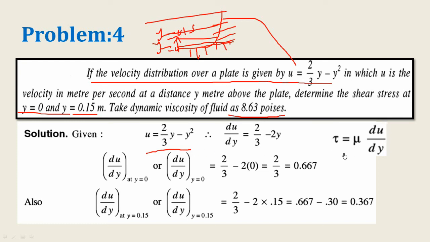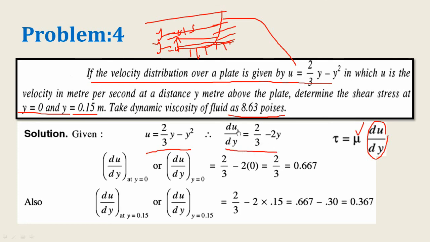So we need to calculate the tau value. For calculating tau we need to know the mu value, that is the dynamic viscosity, which is already given, and then we need to find the du by dy value. For calculating du by dy, we differentiate the velocity distribution with respect to y. Then we get 2/3 minus 2y. So this is the du by dy value.